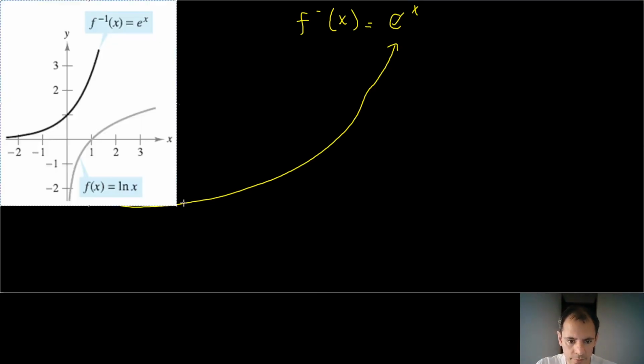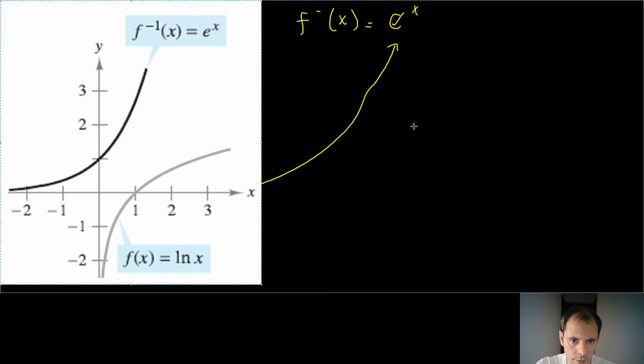And here's the graph. See? They're symmetrical about the y equals x line. So a function and its inverse are symmetrical about the y equals x line. Now you have a 7 here. This is just an exercise. 7 equals e to the x plus 1, and it's asking to solve that.